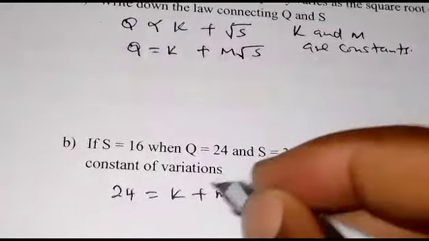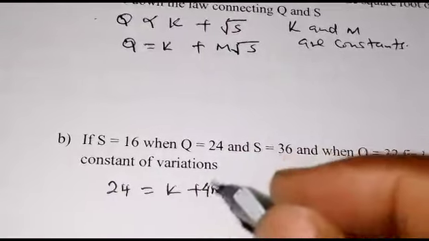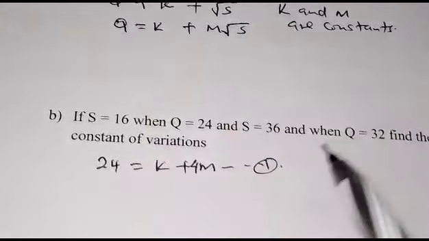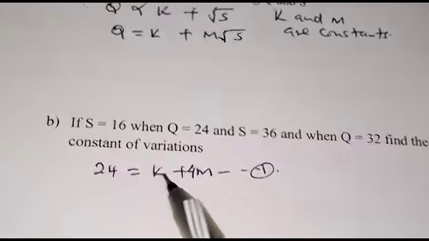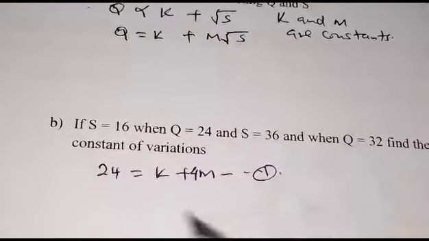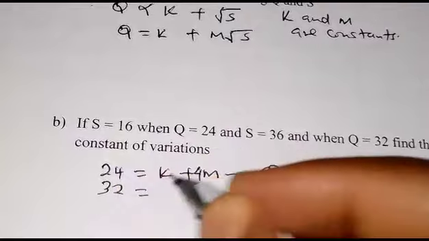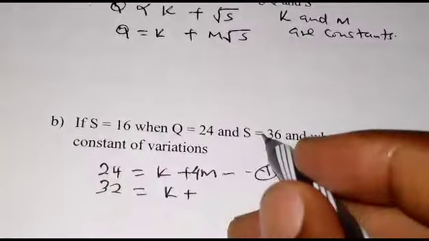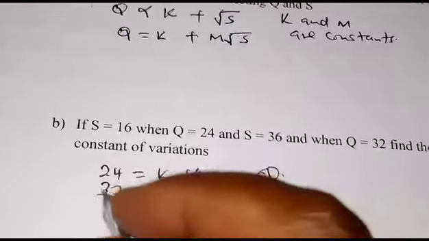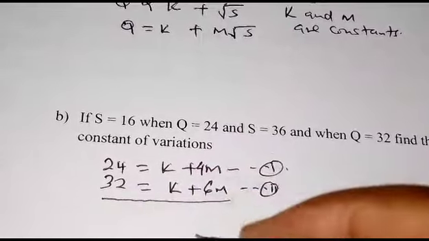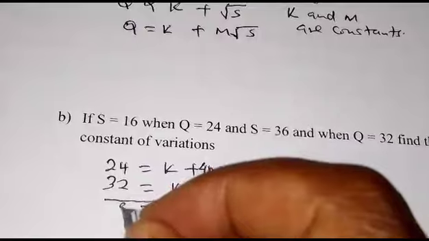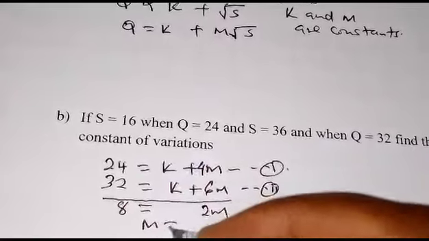square root of s, that is 16, so we can call this one 4m. Square root of 16 is 4. That becomes equation number 1. Remember, we must form simultaneous equations and then solve for the constants in question. So we have q is 32 when s is 36. Square root of 36, based on this law, we have 6m, and that becomes equation number 2. So we can solve these two equations simultaneously. This gives us 2m, and that is equal to 8. So m is nothing but 4.